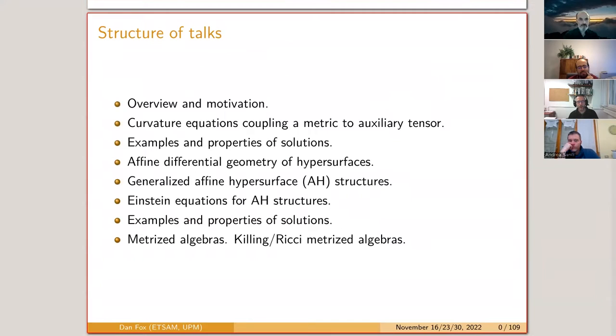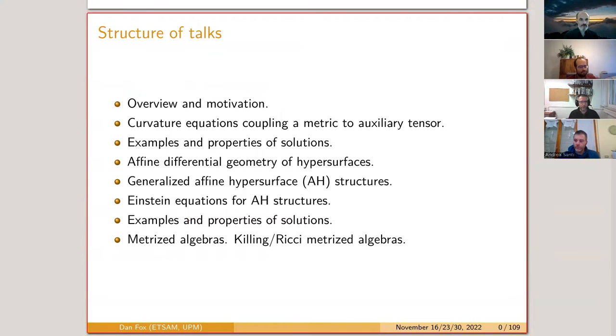So I will try today. The idea is really to spend the first half of the talk trying to give an idea of what in the world I'm talking about in all three of the talks. And then in the second part of the talk, I actually really start speaking in more detail and then continue obviously in the next two.